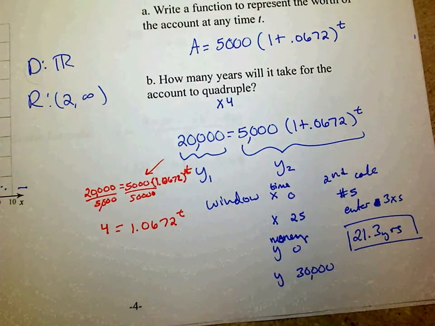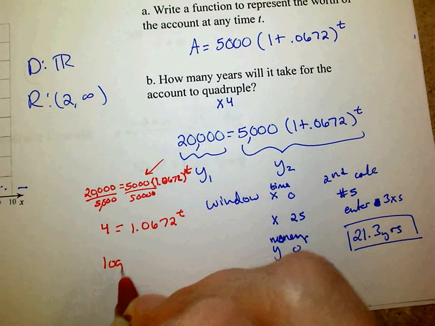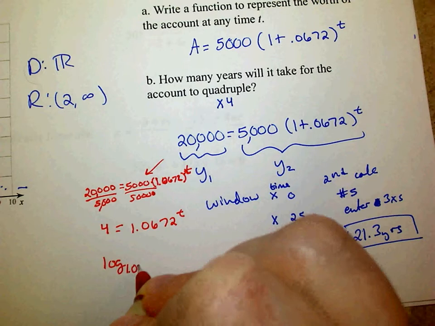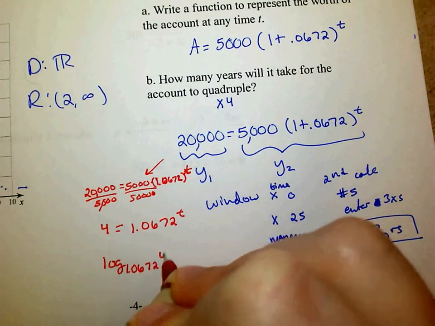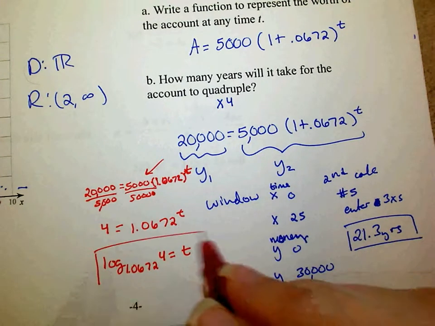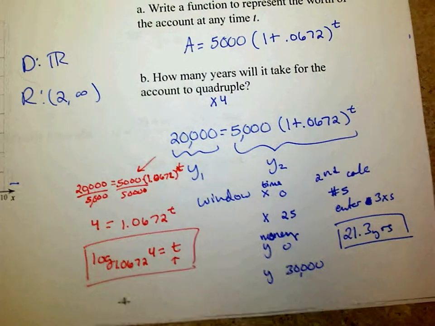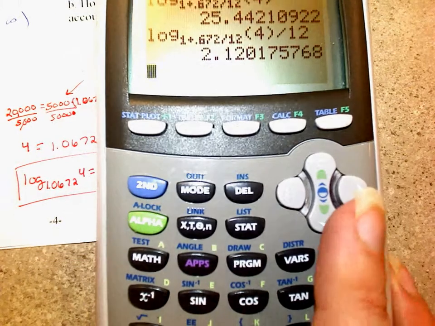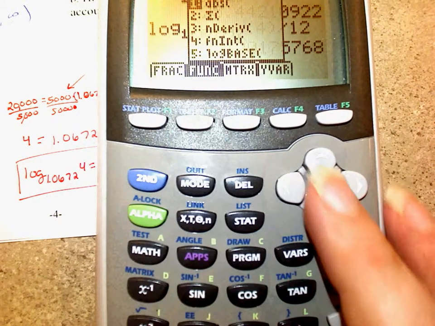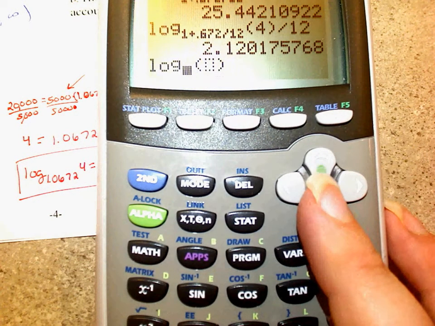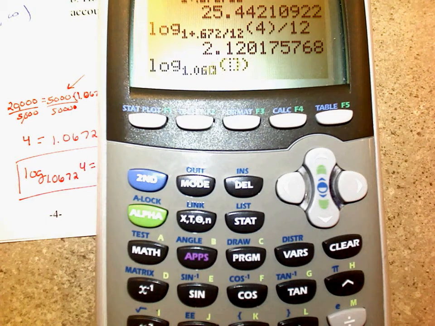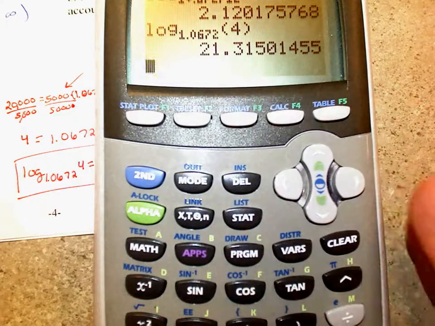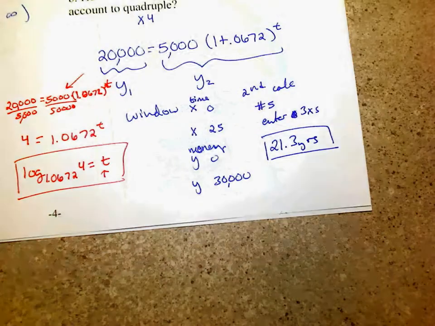Now put it in log form. Log base, remember the base of the exponent is the base of the log, 1.0672 of 4 equals t, and now you solved for time. If I type that in, I go to my home screen, and I type in alpha window number 5, log base 1.0672 of 4, and I get 21.3 years. Okay? So whichever one makes better sense to you.